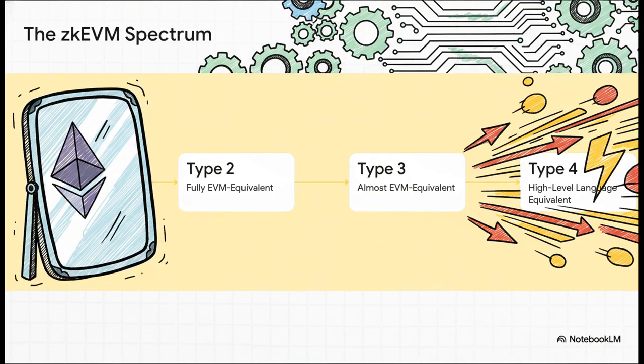And here it is. This image illustrates that spectrum perfectly. You can see it runs the full gamut, from what he calls a Type 1, which is like a perfect mirror of Ethereum, all the way over to a Type 4, which is just all in on raw speed. Let's break down what each of these types actually means.